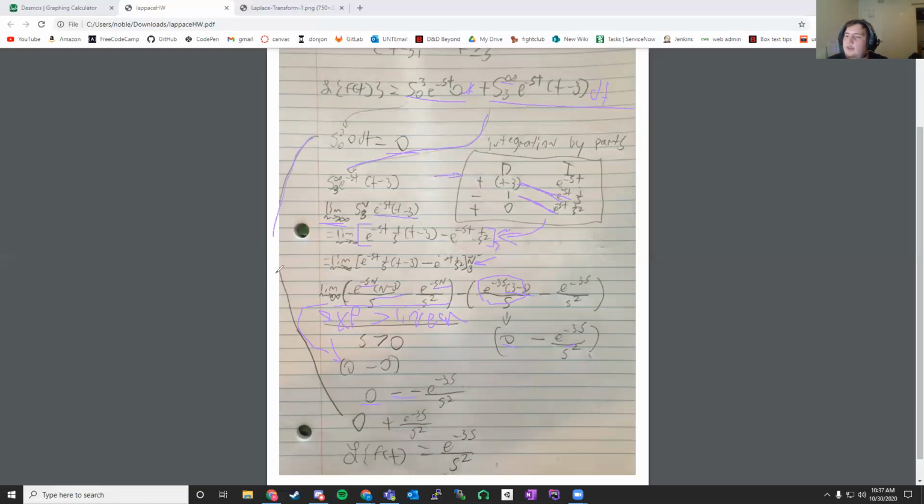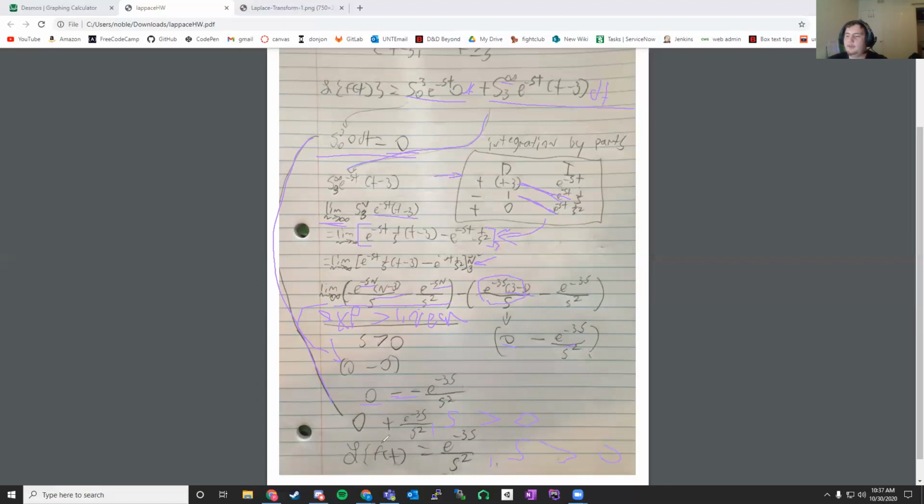Here's where you would bring in our proper integral from 0 to 3, which is just 0. So it doesn't change our final answer, but in different problems, if this was a different value, it would change, so don't forget about it. So 0 plus e to the negative 3s over s squared. And keep in mind, we have the condition s is greater than 0.